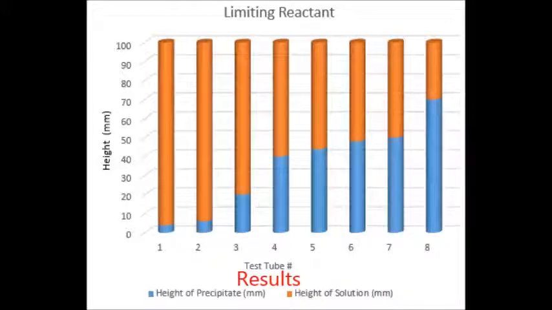The graph depicts that the limiting reactant is copper sulfate because there is only 5 milliliters, and it's the reactant that runs out during the reaction.